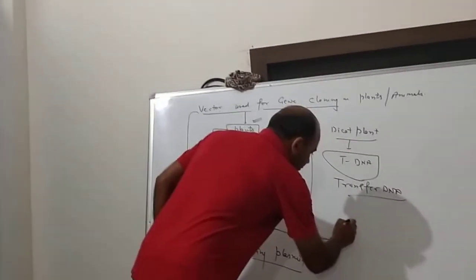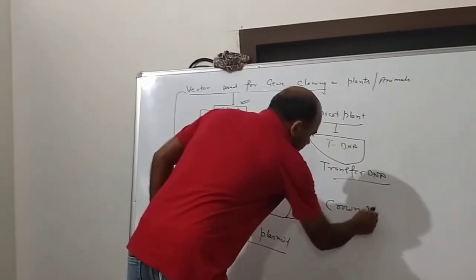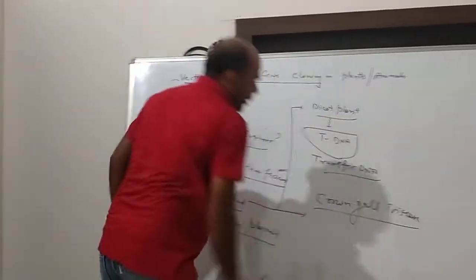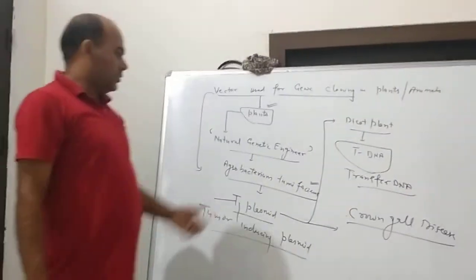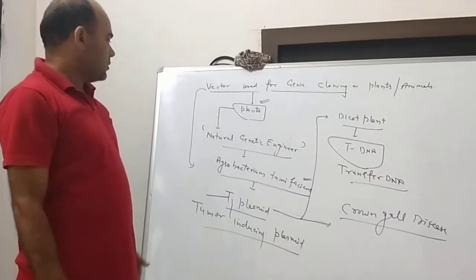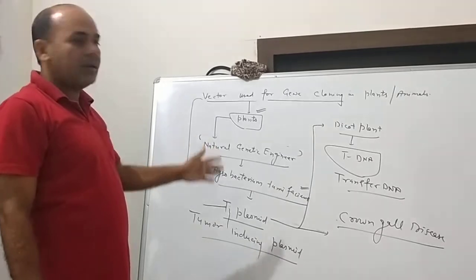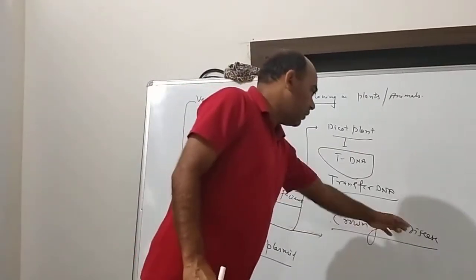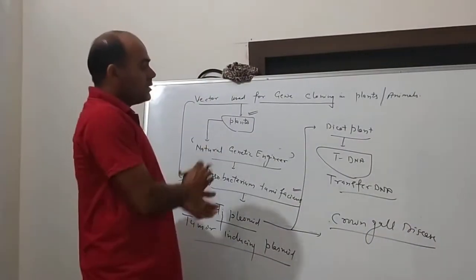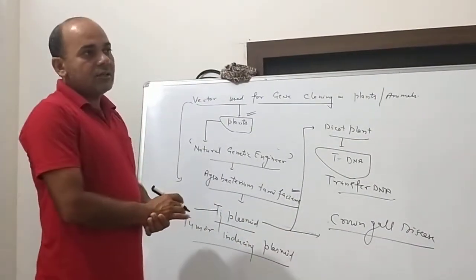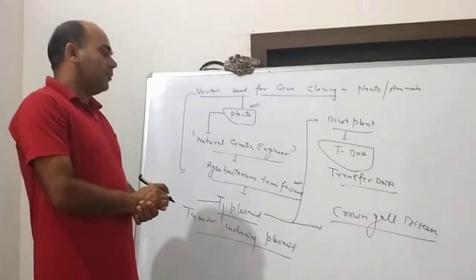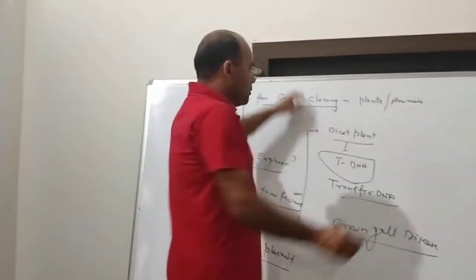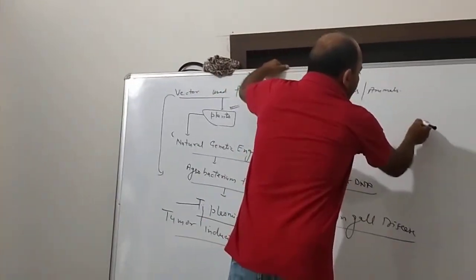Very important question: crown gall disease in plants. This Agrobacterium tumefaciens is called pathogenic because it creates the disease in plants called crown gall disease. So this vector which has virulence is called pathogenic. How can it be made non-pathogenic? By removing a portion of this DNA. So this is the Ti plasmid.